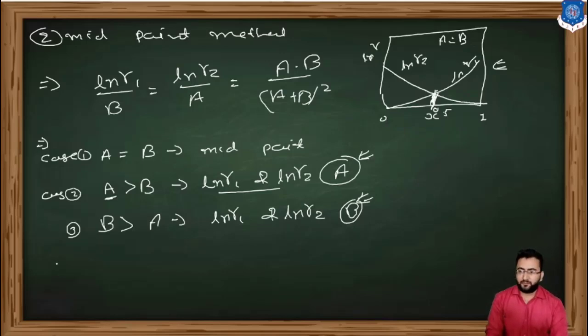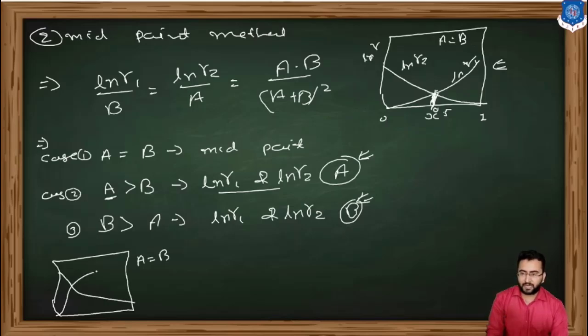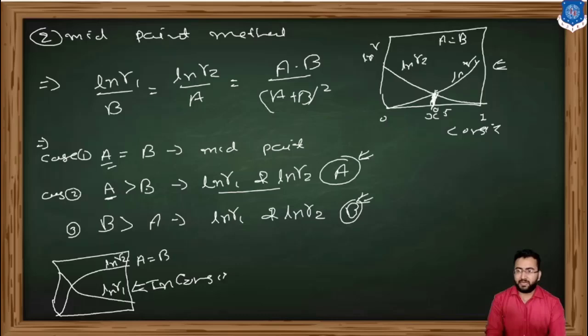But let's suppose there is a graph where the value of a is equal to b, but we are getting some interaction of ln gamma 1 and ln gamma 2 like this, then the data is inconsistent, whereas the earlier one is consistent data. Okay, this is just for case 1 where a is equal to b.